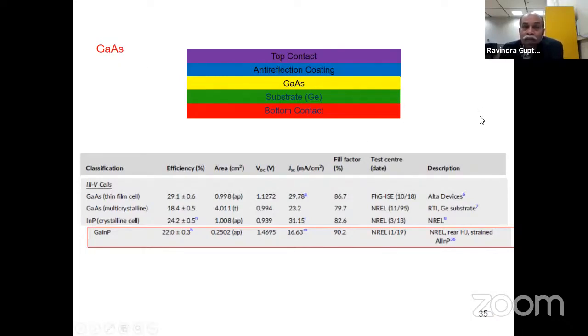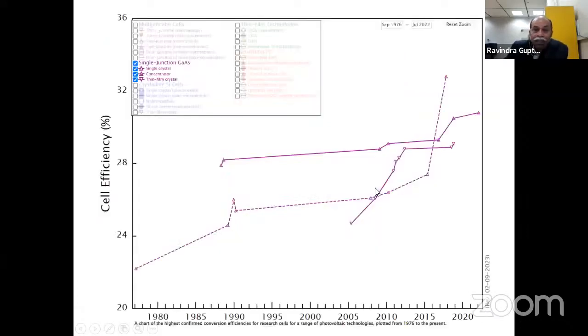then we go for this solar cell. And you can see for thin film, efficiency is very, very good. 29%. Of course, area is very small. For the large scale, you can see 18%. This is 4 centimeters square. Next is the trend. This is the life of these solar cells from the NREL.